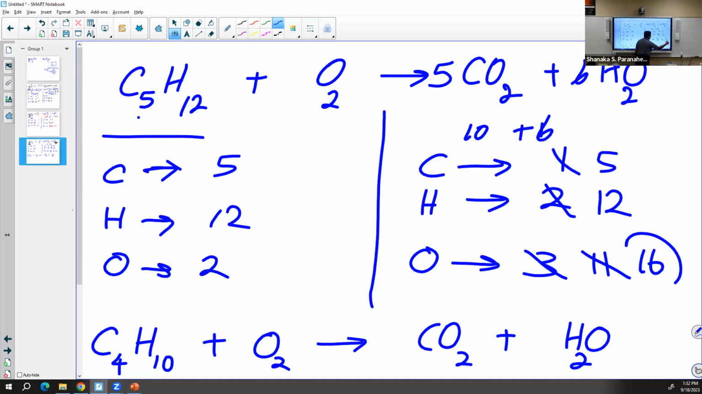16. Now we are going to get 16 oxygen to the reactant side. Each oxygen molecule has 2, so we are going to divide that number by 2. 16 divided by 2 is 8. That's the required number of oxygen molecules. The new number of oxygen is 16. So 5, 12, 16, 5, 12, 16. The reaction is balanced.